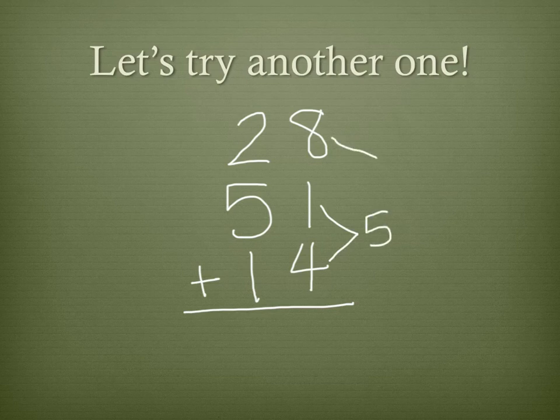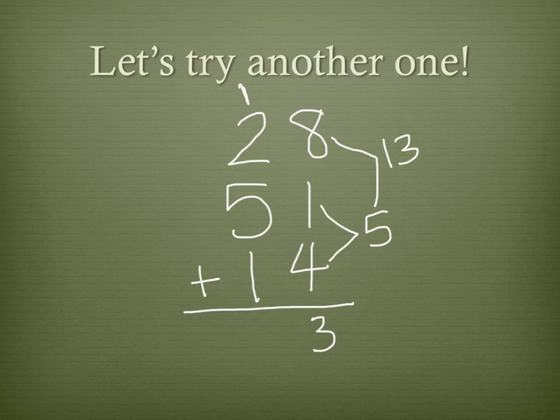Now I can combine my 8 and my 5. 8 and 5 is 13. It's more than 10, so I need to regroup. I'm going to put my 3 in the ones column and my bundle of tens up there. 1 bundle of 10. All right, now I'm ready for step number 2.